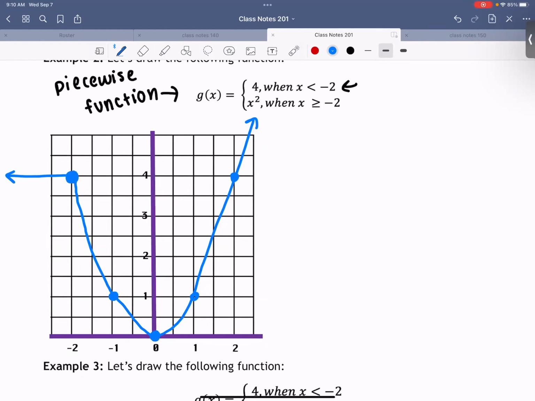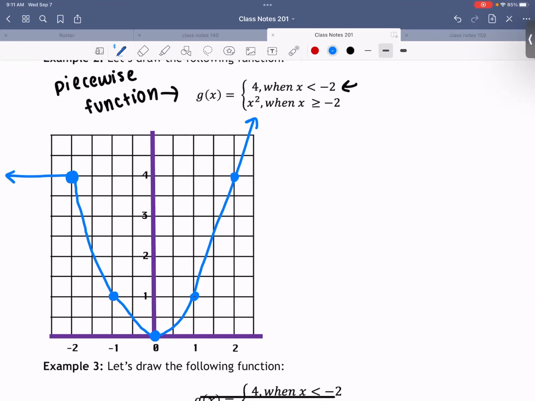Nice. Okay, so we got a parabola, we got a constant function. What do you think might be one of the points we might be interested in a limit being at? -2, right? That's kind of where the function switches. Did you say 2? I meant -2. Oh, okay. Yeah, -2 is where the function switches, right?